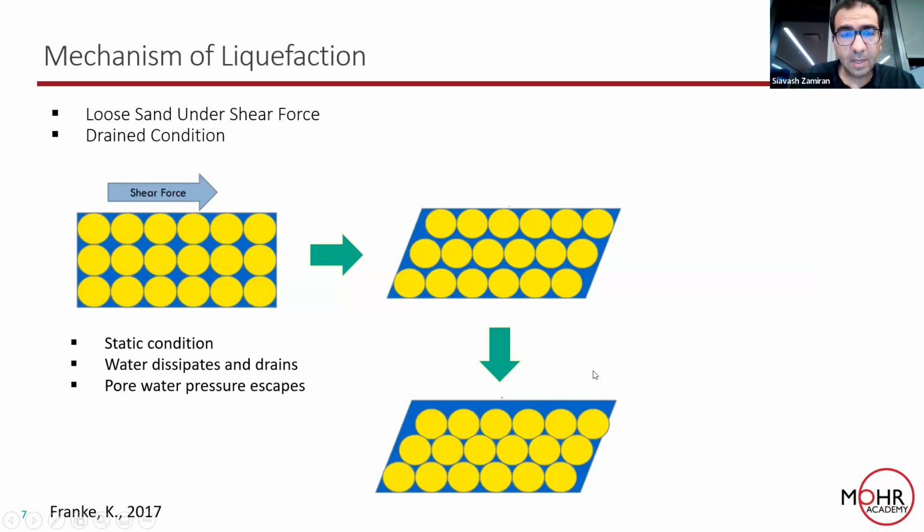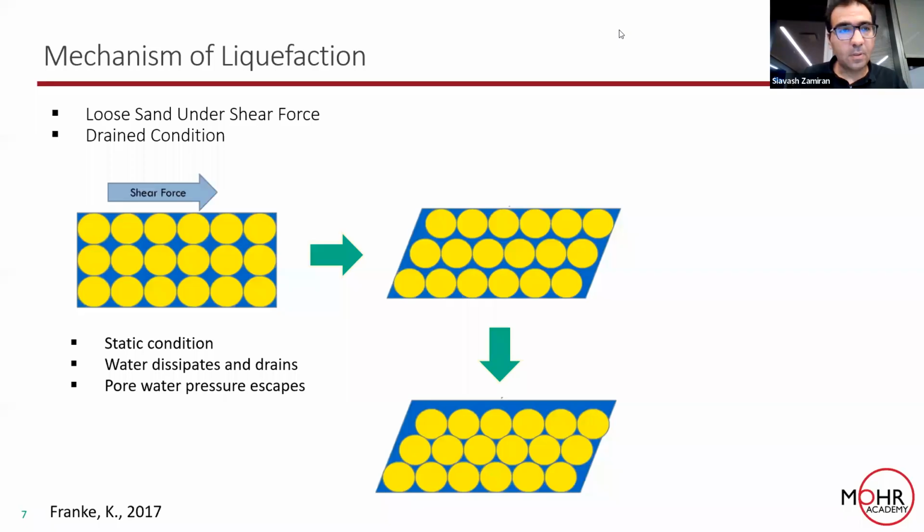Therefore, we are going to do a quick review of the mechanism of liquefaction and how it happens. And then based on that, we are going to continue with the formulation of liquefaction in soil layers.